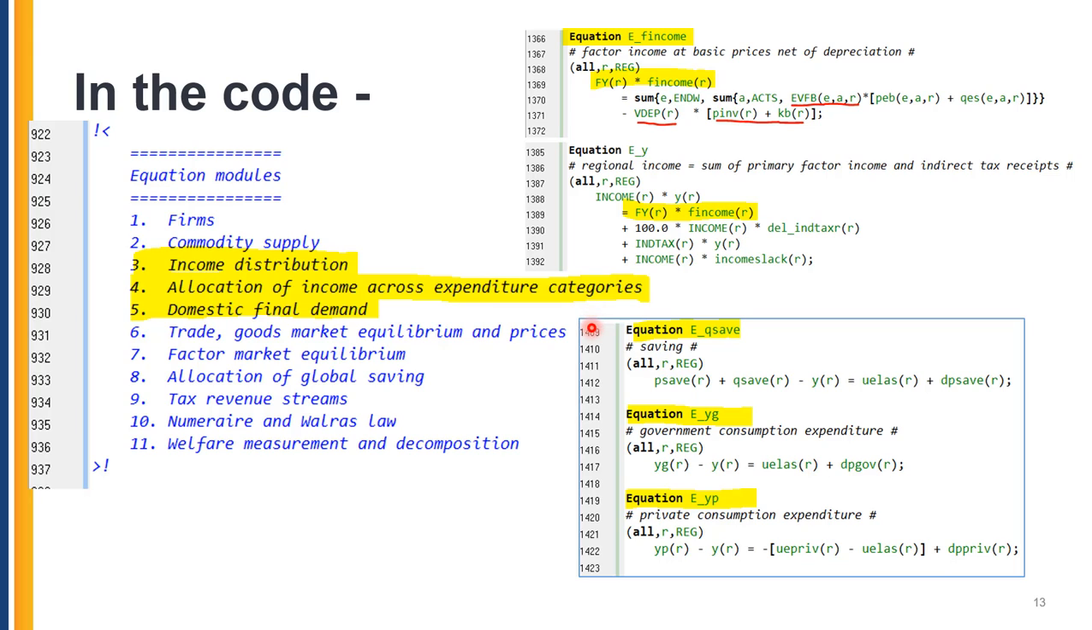Moving on down a little further, we get some equations that we've already seen, 1409 through 1423. So remember we talked about section 4 here, the allocation of regional income across expenditure categories. And so here we have P save plus Q save minus Y. That is the price of saving and the quantity of saving. Together they make a value of saving, and it's proportional to the regional income. The spending or expenditure on government purchase goods, proportional to regional income. Private household expenditure, proportional to regional income.